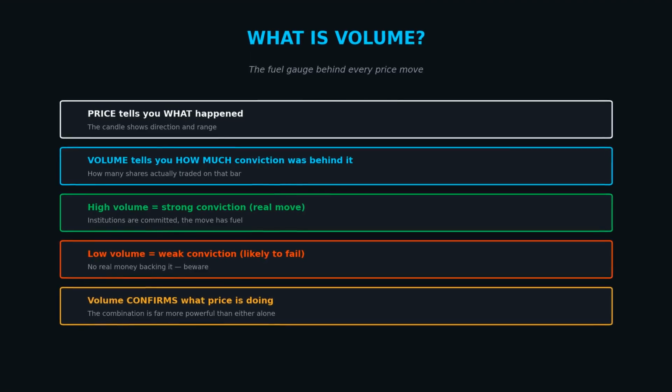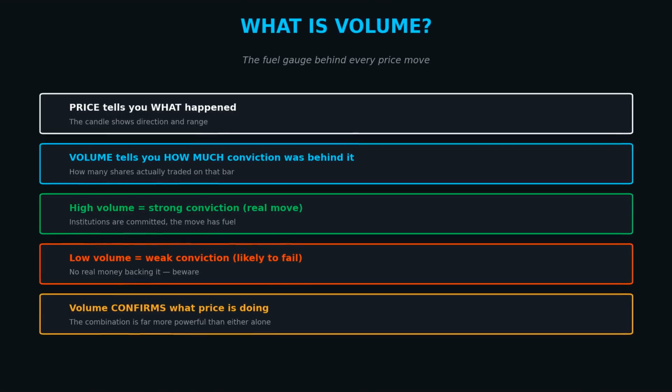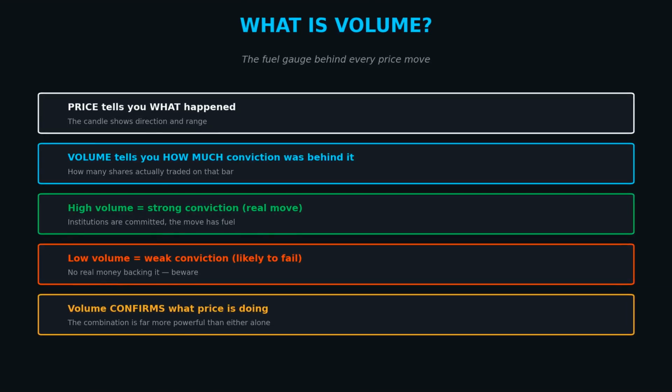Let us start at the very beginning. What is volume? In the simplest terms, volume is the total number of shares or contracts that were traded during a given time period. If you are looking at a daily chart, each volume bar tells you how many shares changed hands on that day. On a 5-minute chart, it is how many shares traded in those 5 minutes. Think of price as what happened and volume as how much conviction was behind it. Price is the headline, volume is the evidence.